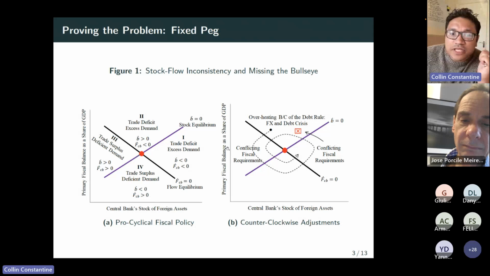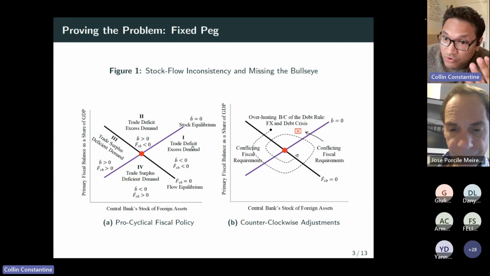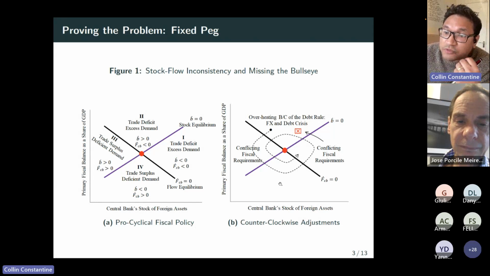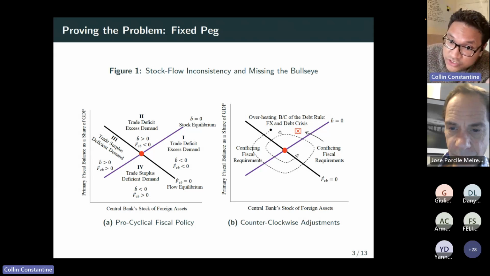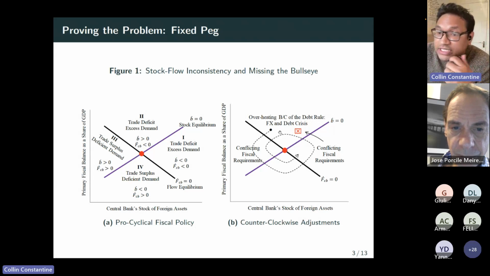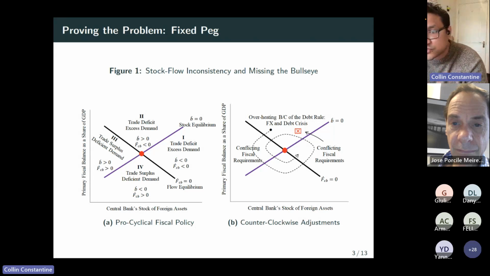The problem is, for example, in quadrant 1, we will have trade deficits, excess demand, and a collapsing debt to GDP ratio. And if we have a debt targeting rule, or if we obsess with the debt to GDP indicator, then it means that we can spend more. So this is the procyclicality of fiscal policy, with conflicting fiscal requirements, because of course the economy is overheating. But what happens if we spend more? Actually, there's going to be a foreign exchange crisis that we observe routinely in Latin America and the Caribbean particularly, and there'll be some kind of debt crisis, recourse to the IMF.